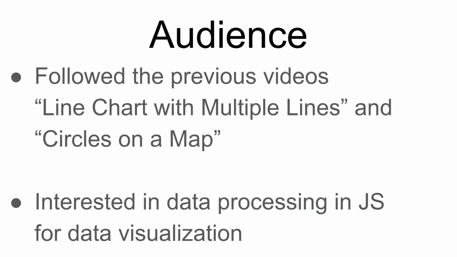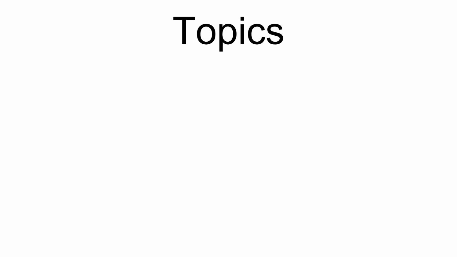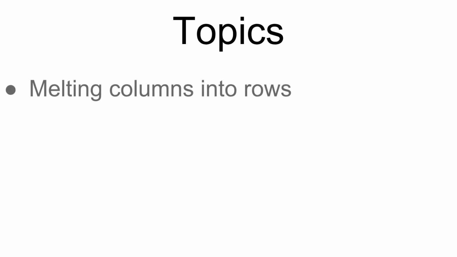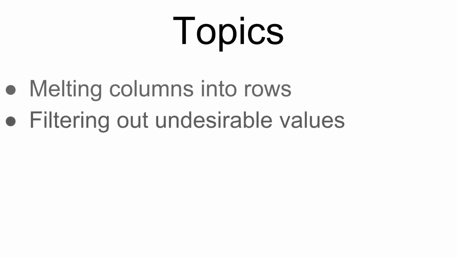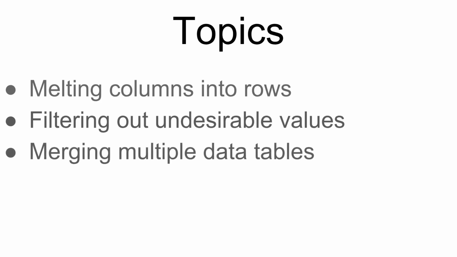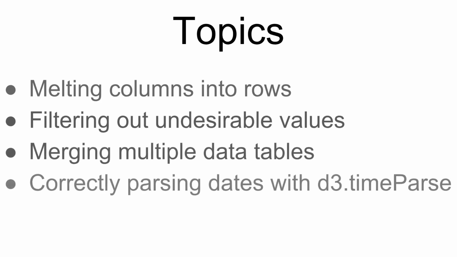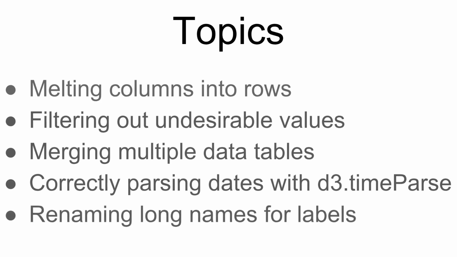If you followed the previous video's line chart with multiple lines and circles on a map, and you're interested in doing data processing in JavaScript for data visualization, then this video is for you. The topics we're going to cover here include melting columns into rows, and by the way, that melting terminology is from the R community, filtering out undesirable values from the data, merging multiple data tables together, correctly parsing dates with d3.timeParse, and renaming long names for labels.